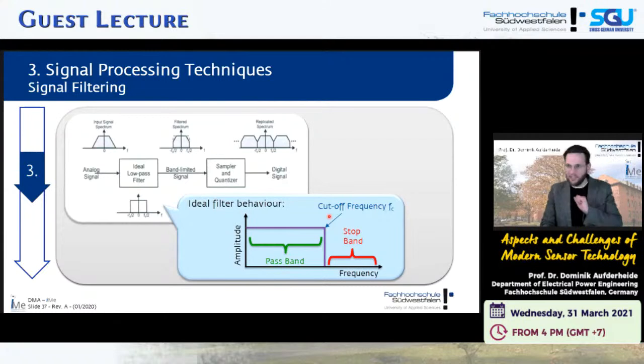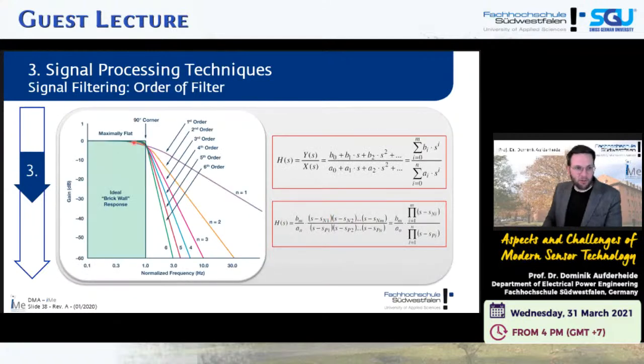This is not the case in reality, because based on the so-called filter order, you have not a 100% ideal flat brick wall response of the filter, but you have this kind of behavior. So you are not cutting off completely the frequency components above a certain frequency, but you're at least compensating a little bit. You're saturating a little bit. And the higher the order of the filter will be, the more close you get to the ideal brick wall response.